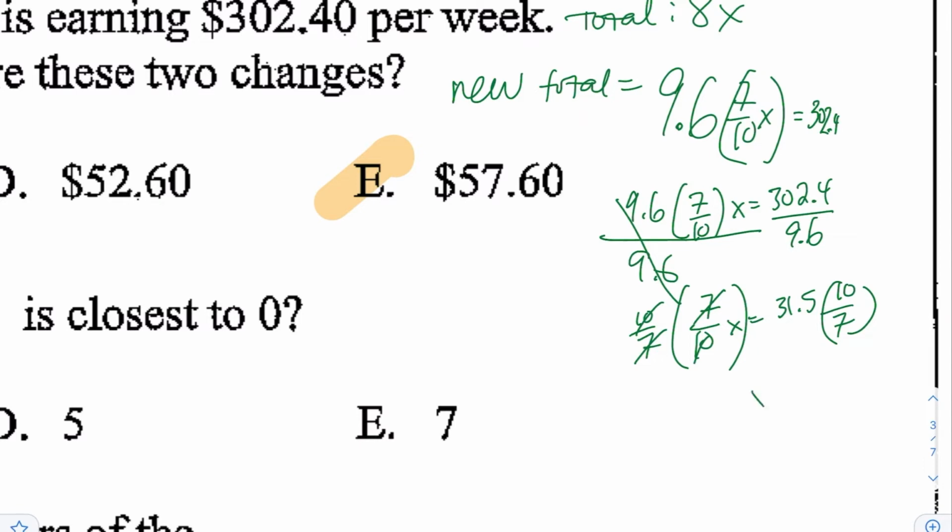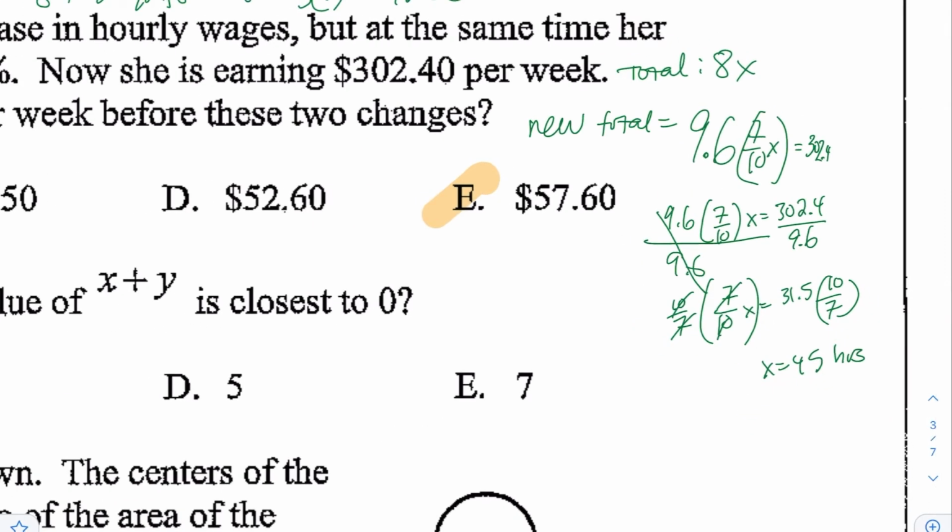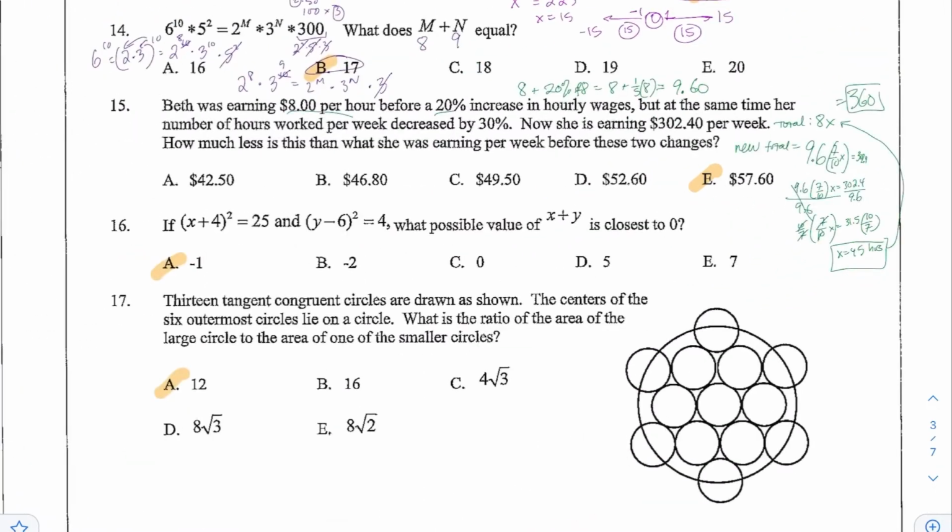And you get X is equal to 45. So that one means she works for 45 hours. So this is 45. You would multiply 8 times 45 and you get $360. So she used to earn 360, but now she only earns 302.4. So when you subtract 302.4, you get $57.60, which is choice E.